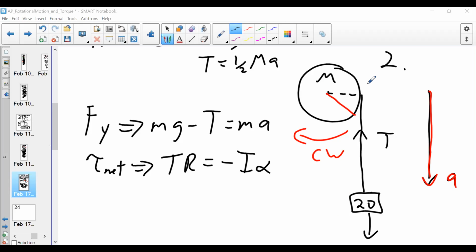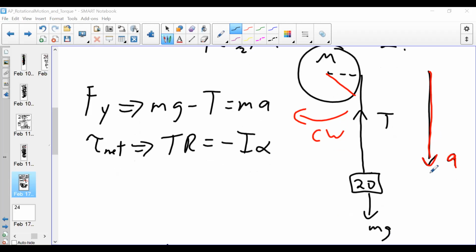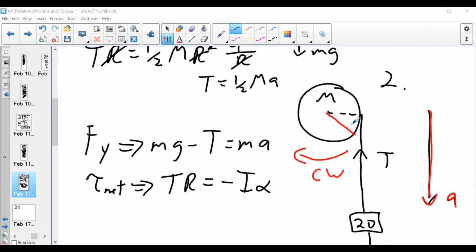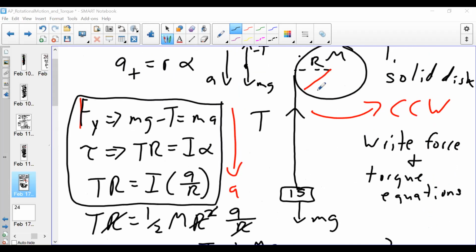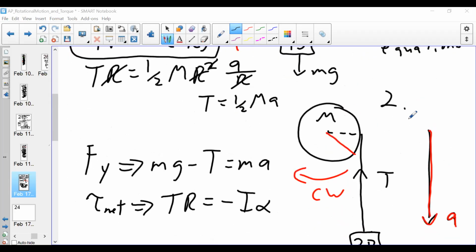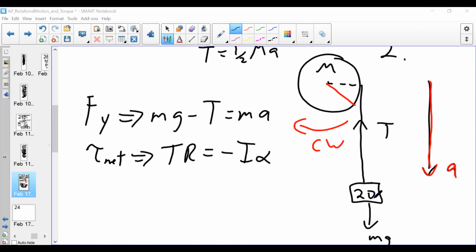Why is mg positive? Because that force is moving with the acceleration. So even though it's on the other side, it still moves with A. And also, this is separate. I'm not considering this at the same time. That's the next example. So if it's moving down this way, it's accelerating down. Mg points down. Mg is positive.